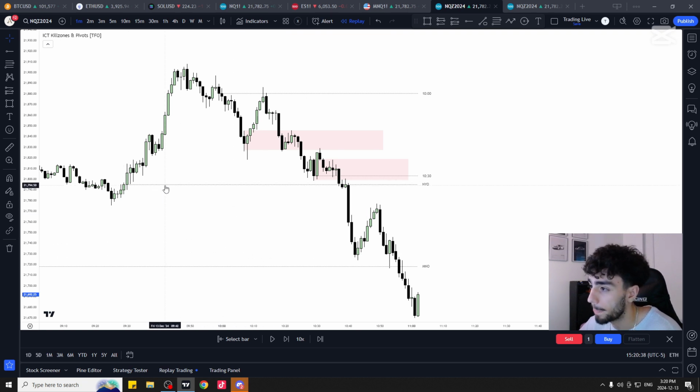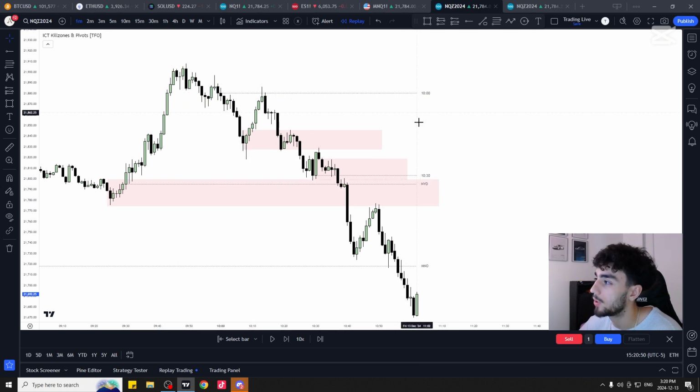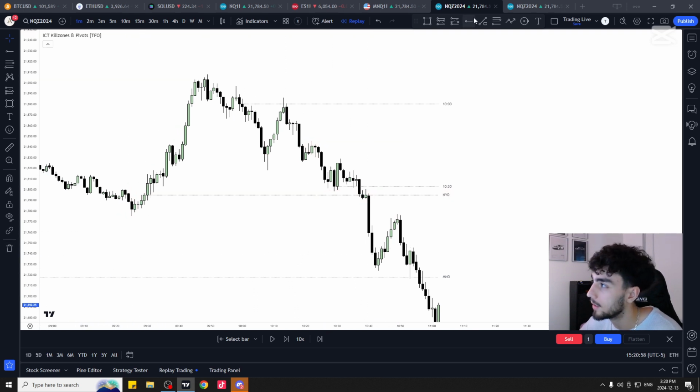Look at midnight opening. Look at that line. The breaker from the opening price. The breaker from the opening price. The breaker from the opening. Three examples in just this session, this day today.